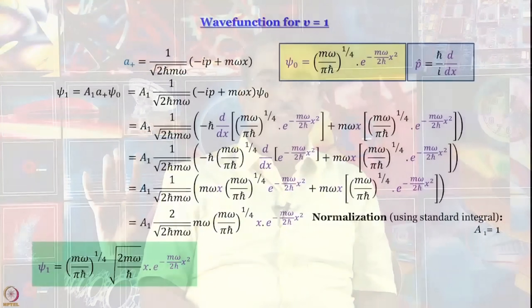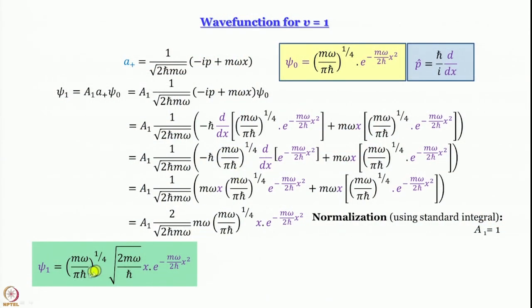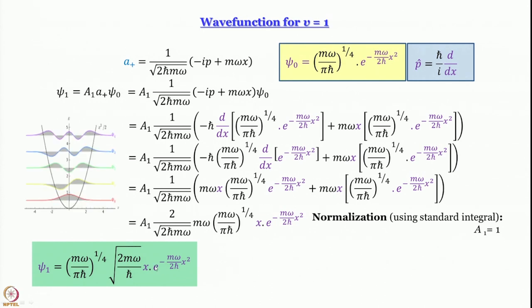So, this is what you get: psi 1 is this. Okay? So, essentially, this is the wave function we have got. This we had got already, psi 0, we have got this psi 1, which often looks like a sine function, but actually is not really a sine function. It is x multiplied by e to the power minus m omega by 2 h cross x squared multiplied by a constant. It is a product of a constant and a vth order polynomial in x.